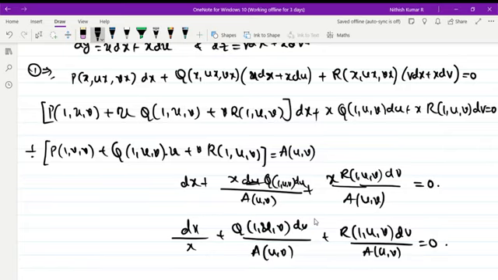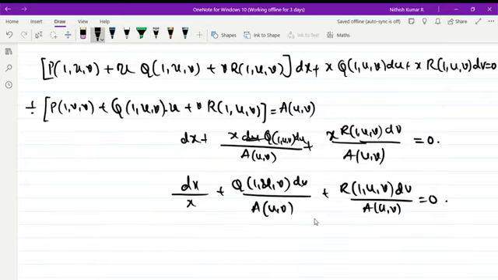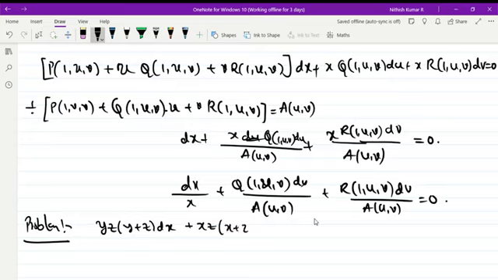Now this can be solved by method 3, that is one variable separable, where x is separated, so we can solve this by method 3. So let's take a problem. Let's verify that the following equation, yz into y plus z dx plus xz into x plus z dy plus xy into x plus y dz equal to 0, is integrable, and find its solution.